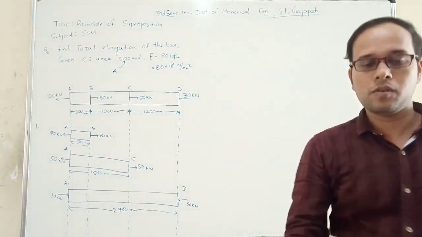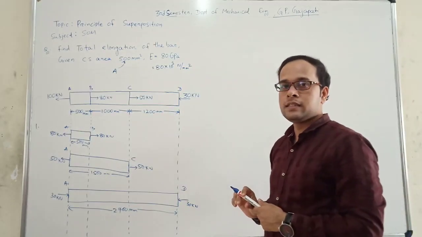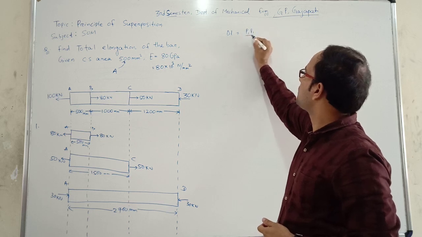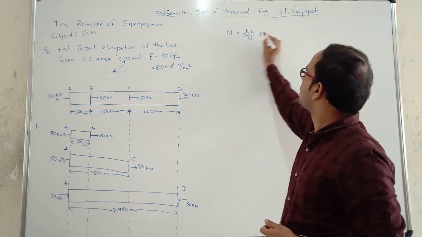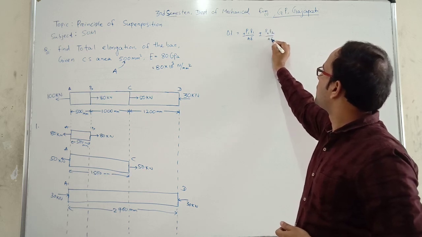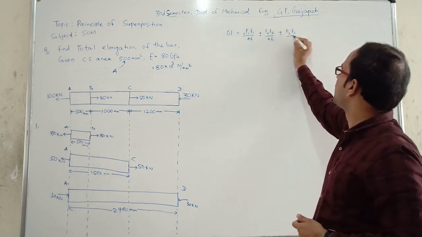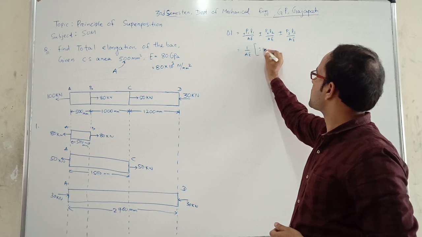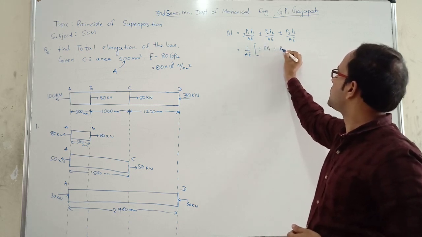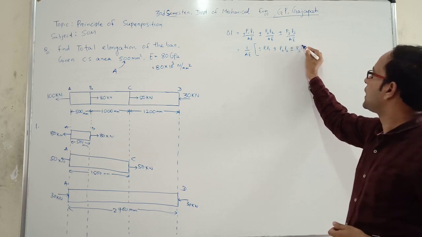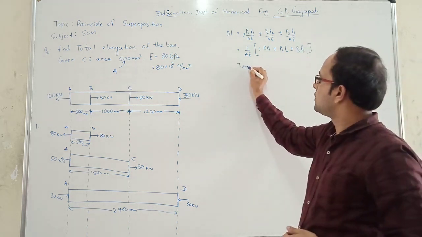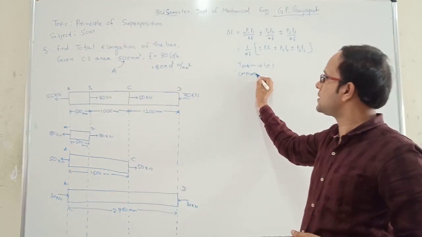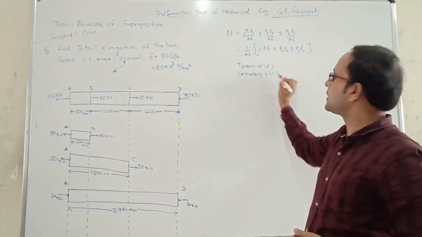So in step number 3 we have to calculate the elongation. So what is the elongation? Delta L is nothing but P1 L1 by AE plus or minus P2 L2 by AE plus or minus P3 L3 by AE. If we take AE common, we can write plus minus P1 L1 plus minus P2 L2 plus minus P3 L3. Now taking positive sign for tension, and if there is a compressive force acting, we will take negative sign.